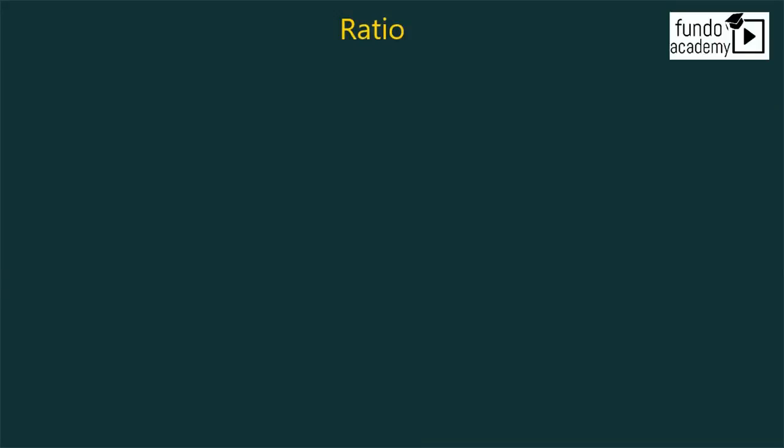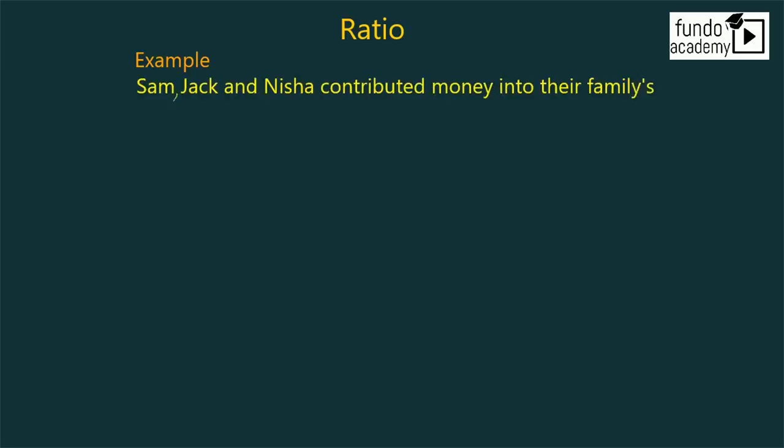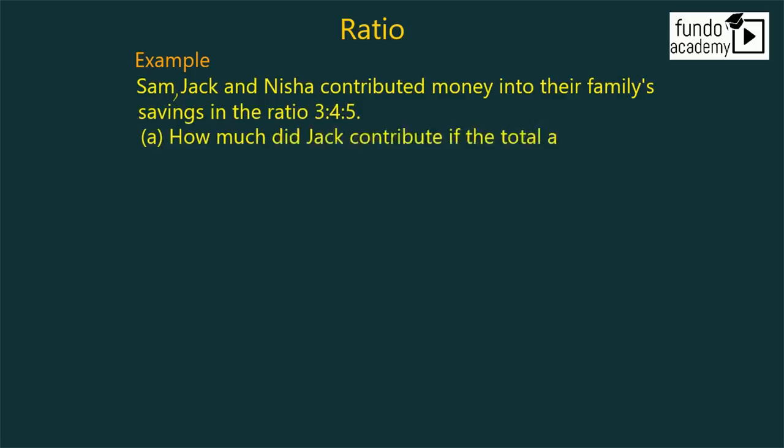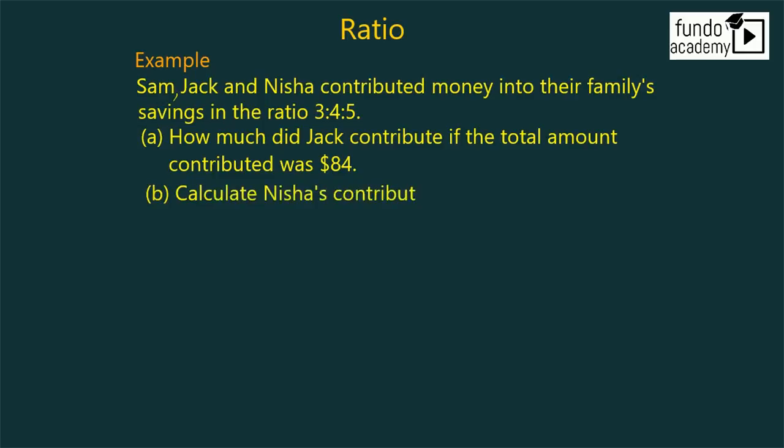Alright, so let's look at this example here. In this video, I want to learn about proportional division. According to this question, Sam, Jack and Nisha contributed money into their family savings in the ratio 3 to 4 to 5. On part A, how much did Jack contribute if the total amount contributed was $84? And on part B, we want to calculate Nisha's contribution if Sam's contribution was $15.